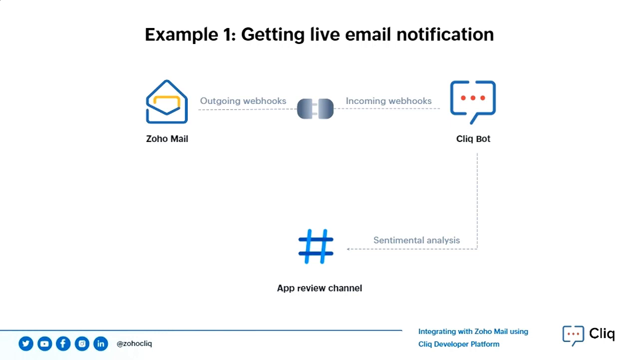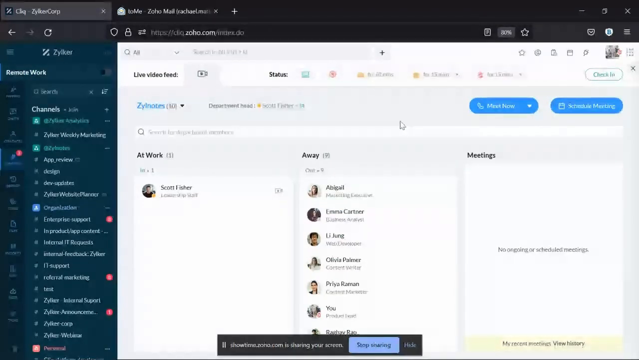Then, as we get the email data from Zoho Mail, we're going to analyze the review data in Deluge using AI to check if it's a positive or negative review. Then, we're going to post it in a channel created for discussion about the review. Now, first, let's create a bot that's going to get all the emails.